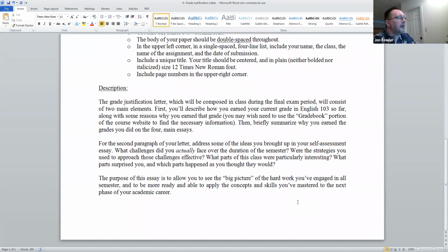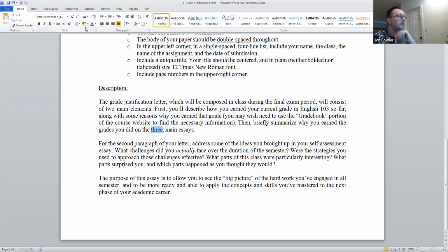Pretty easy. The grade justification letter will consist of two main elements. So two things. First, you'll describe how you earned your current grade in the English 103 class so far, along with some reasons why. Then, briefly summarize why you earned the grades you did on the three, it says four, but three main essays. This will be essay number 4. I'll go ahead and edit that real quick. Whoops. On the 3 main essays.